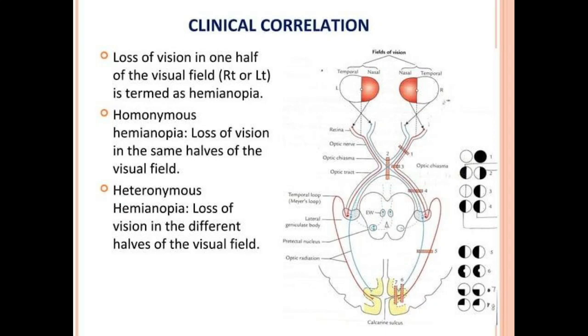Treatment options for homonymous hemianopia vary depending on the cause and severity of the vision loss, but can include visual training, vision therapy, and medication, that is management of homonymous hemianopia.